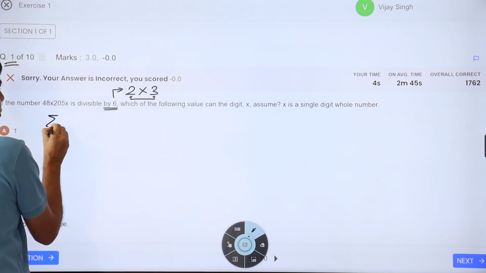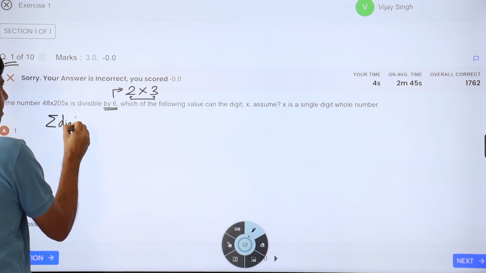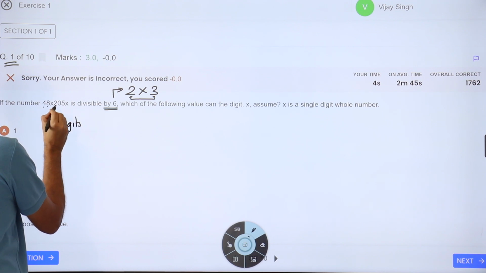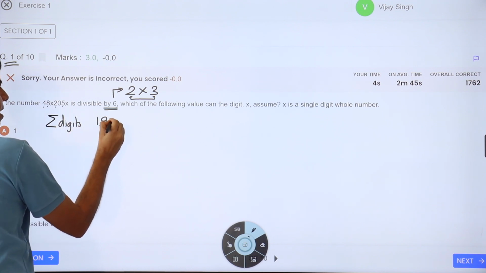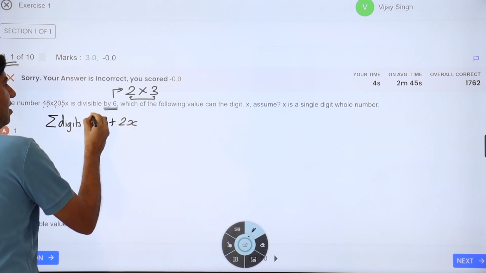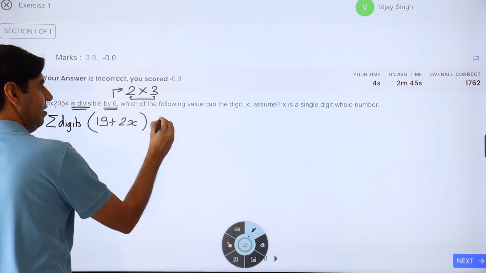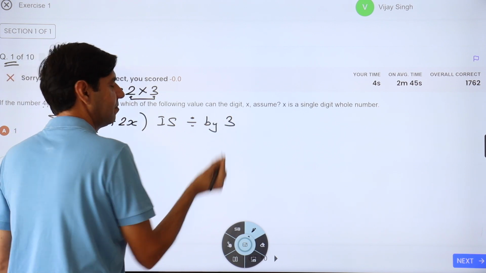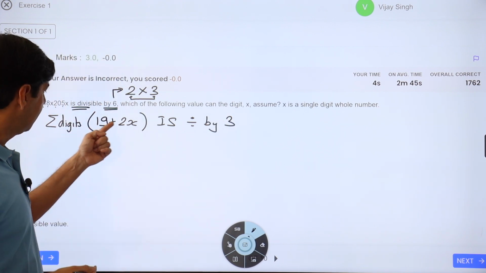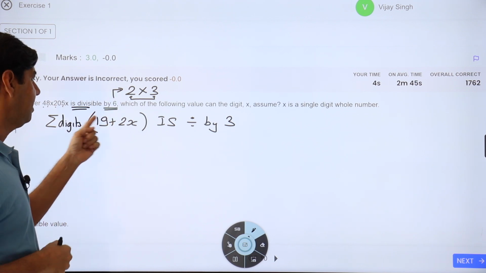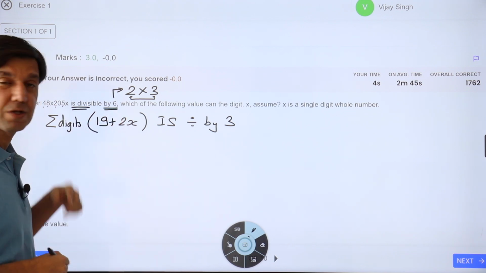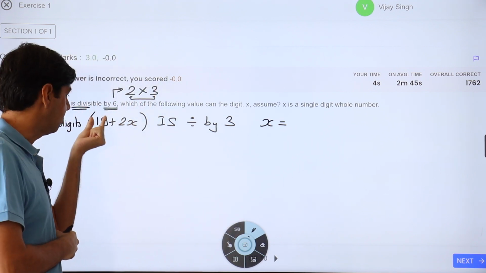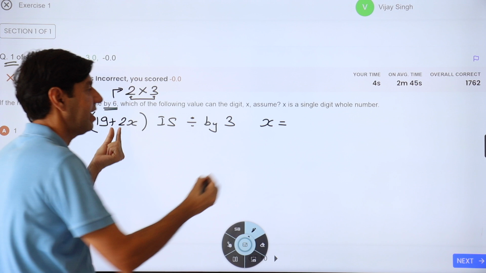So I'm going to add up all the digits. 4 and 8, 12, 12 and 2, 14, 14 and 5 is 19 plus 2x. So this number is divisible by 3, so it's a multiple of 3, but it is more than 19. Let's see, what's a multiple of 3 more than 19? 21 is a multiple. So this is 19, so 2x could be 2, so x could be 1.